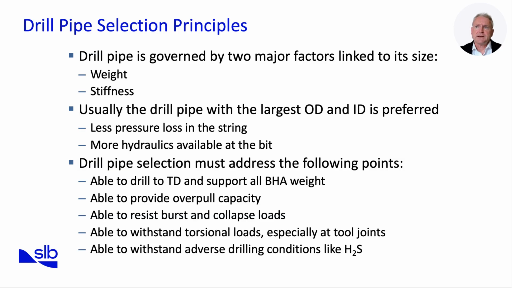Second, it should provide adequate overpull capacity, enabling operators to free stuck pipe if necessary. Third, it must resist both burst and collapse loads caused by downhole pressure fluctuations. Additionally, drill pipe must withstand torsional stresses, particularly at tool joints where stress concentrations are the highest. Finally, pipe selection must account for harsh environments, such as hydrogen sulfide (H2S) exposure, where sour service grades are required to resist sulfide stress cracking. Proper drill pipe selection ensures operational safety, mechanical efficiency, and cost control.